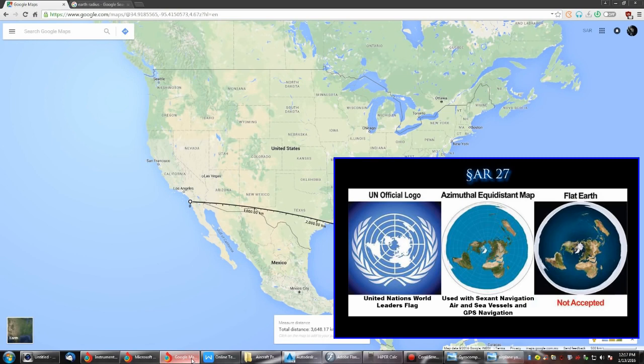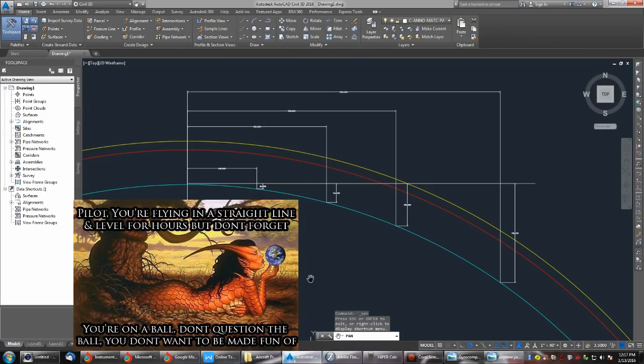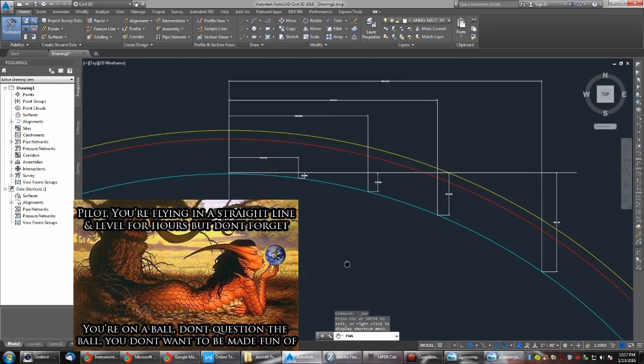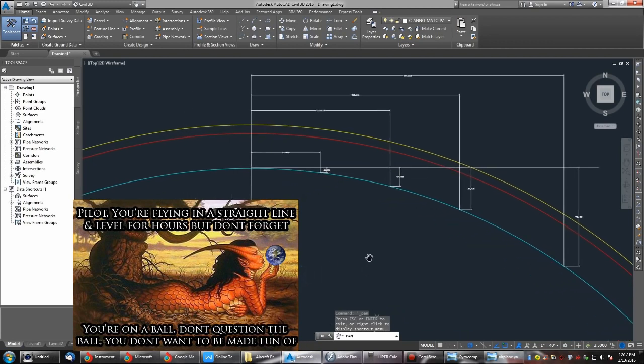Now let me take some time here to recap, because there's a lot of information that I went through. I don't know if I covered everything. I hope I didn't. But yeah, the thing is, not too many people are able to think this through very well. They honestly believe that they are flying level, and then they have a little globe on the side like, hey, remember, you're on a ball. It's really, really cynical.